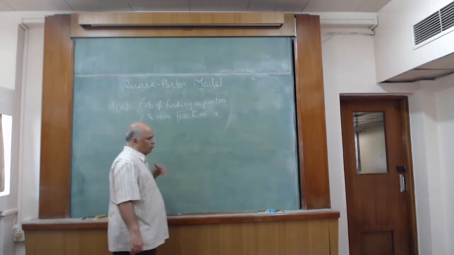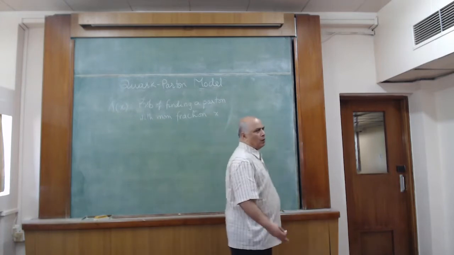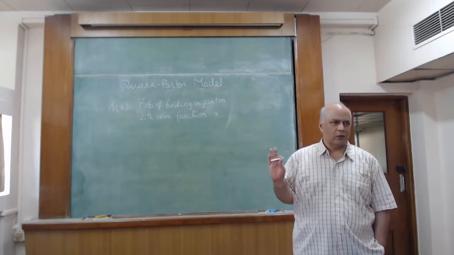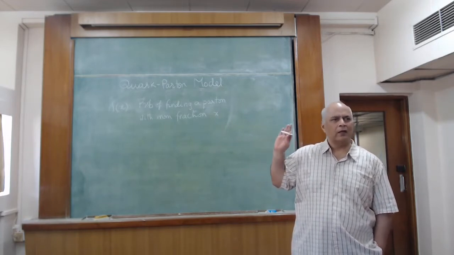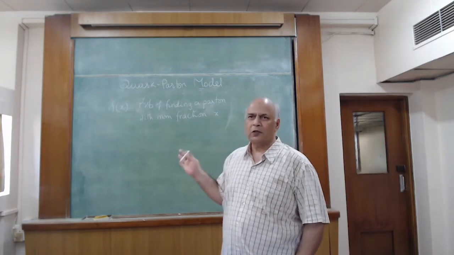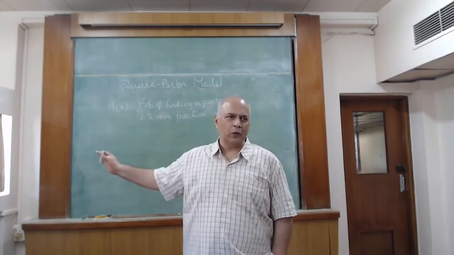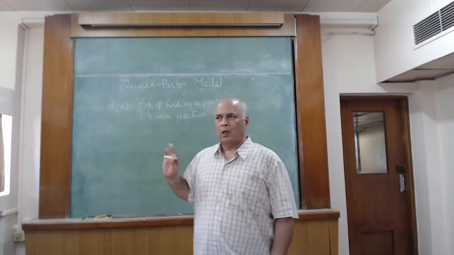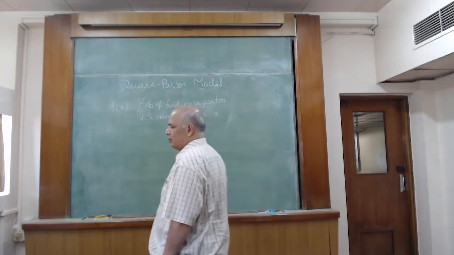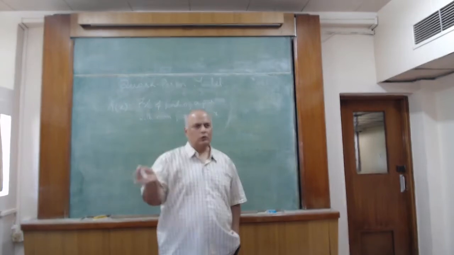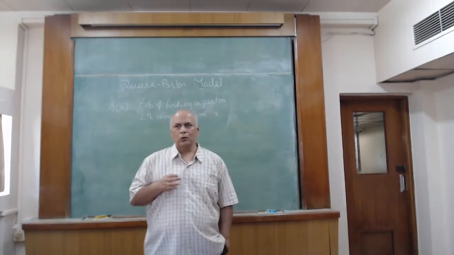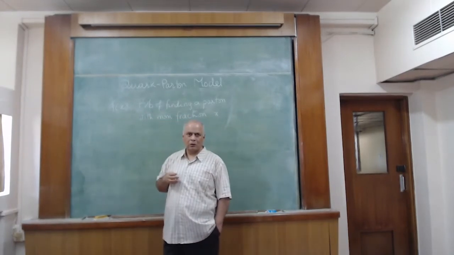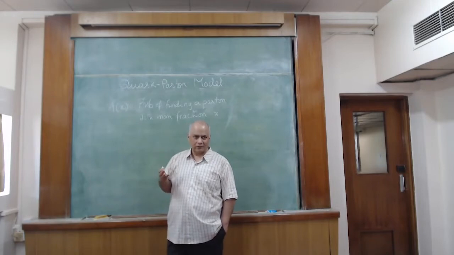But if we are talking about the Quark Parton model, we know that there are at least two types of quarks. By the way, deep inelastic scattering is done with protons and nuclei, but nuclei consist of protons and neutrons. And in protons and neutrons, we know that there are at least two types of quarks. So we can't just introduce one function. We should introduce at least two functions.